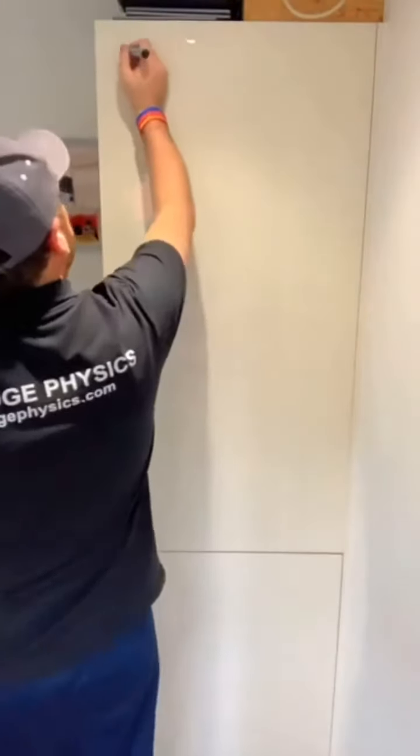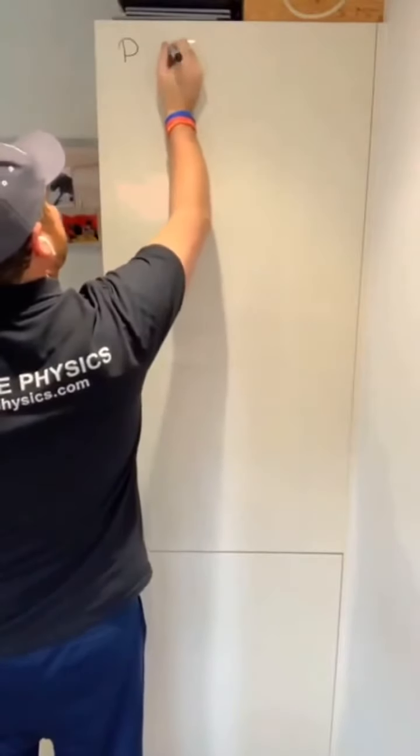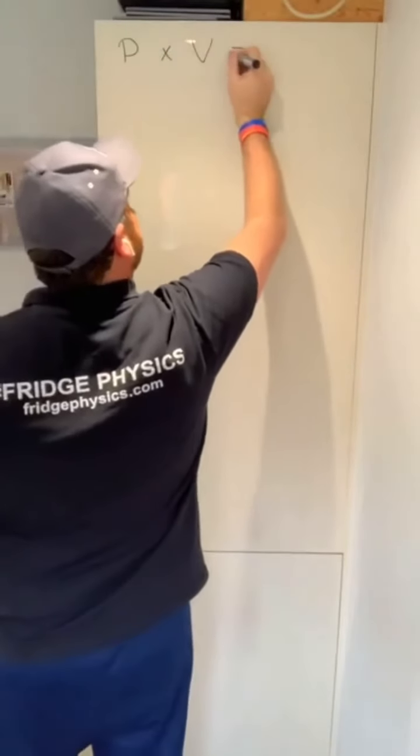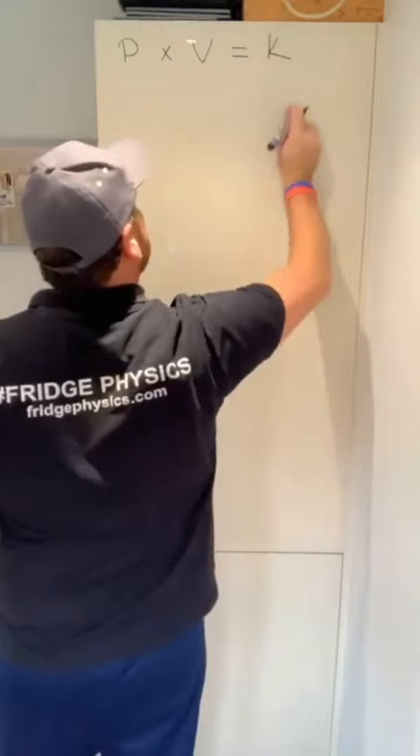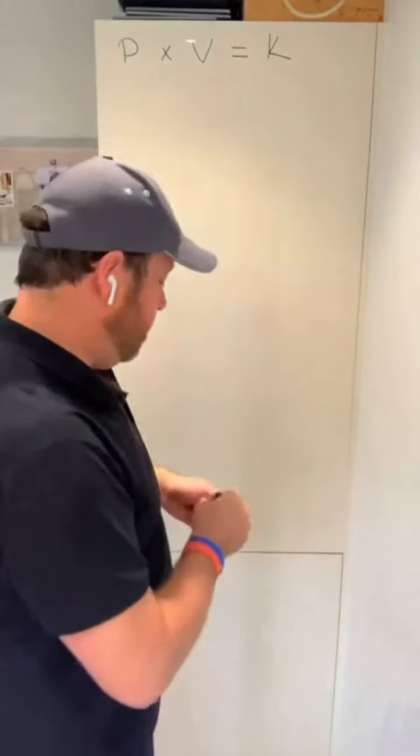Okay, so there is an equation for this, and here it is. It's P, which stands for pressure, times by V, which is volume, equals K, which is a constant. And a constant is the number you get if you times the pressure by the volume. So let's do a quick calculation.